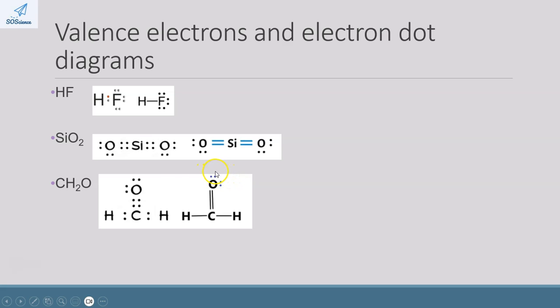And don't forget that oxygen's electrons that are not shared still need to be shown around oxygen. One pair has to be placed as far away as possible from the bonded pair, which is here up top, and then the other pair can either be placed on the left or on the right-hand side of the atom.